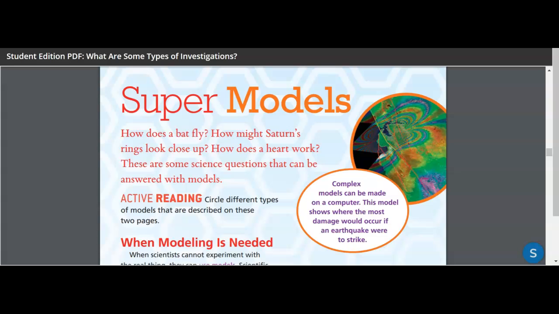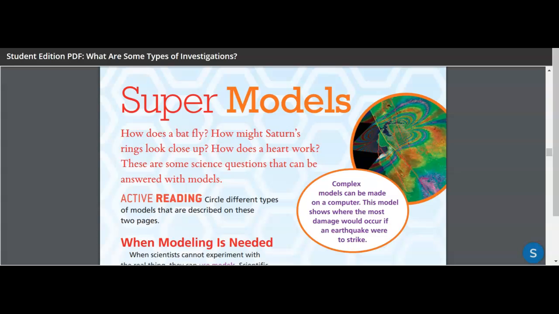Guys, so I'm back with part 2 and we're starting on supermodels on page 30. So remember, models are representations of things that scientists can't control. Either they're too big or too expensive, or they are uncontrollable, like the weather.